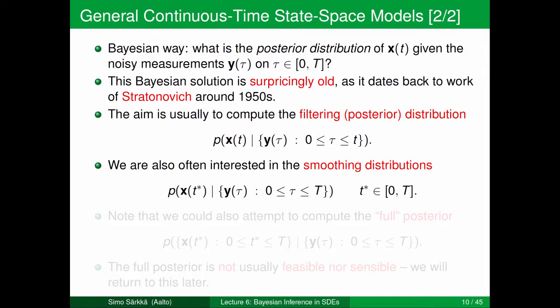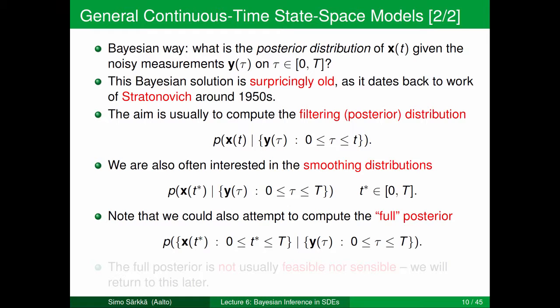But we are also often interested in the smoothing distributions, which are distributions of x at t star, where t star is somewhere on the interval. So this filtering distribution corresponds to estimating the state of the car in our example, given all the observations obtained so far. Whereas the smoothing distributions are batch solutions. So if you have observed a sequence of measurements on a certain time interval, and we are interested in estimating the state at some time inside the time interval.